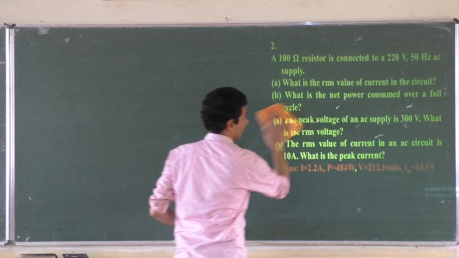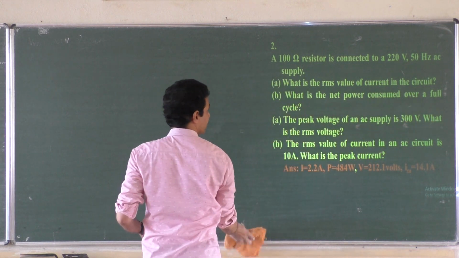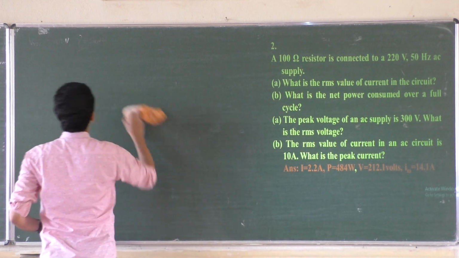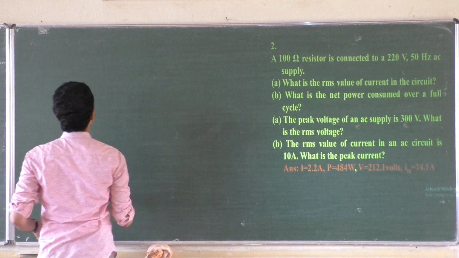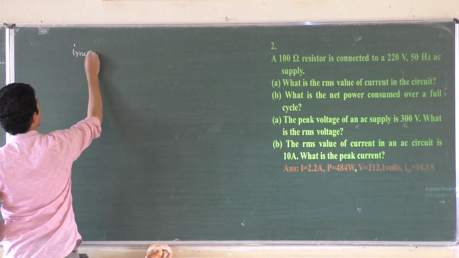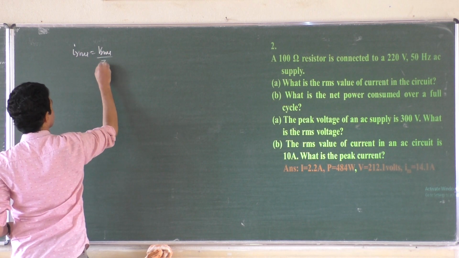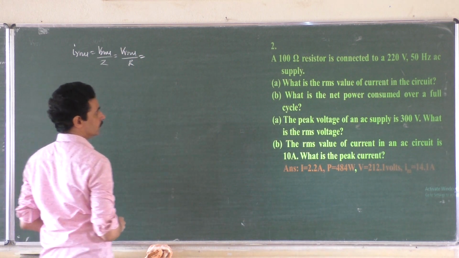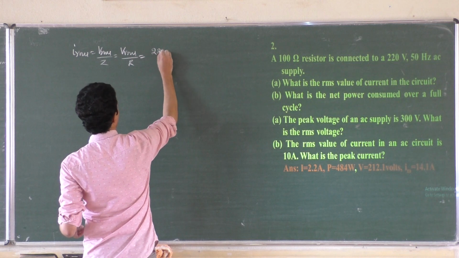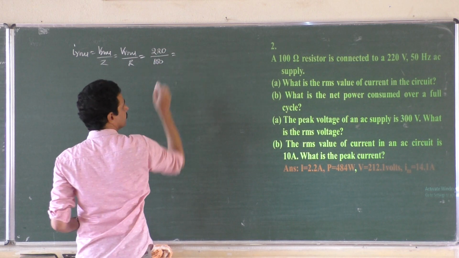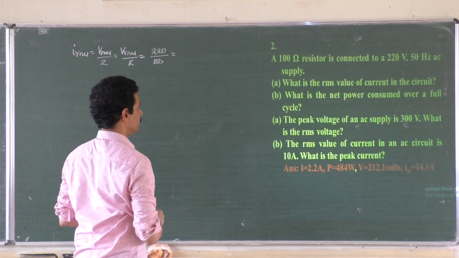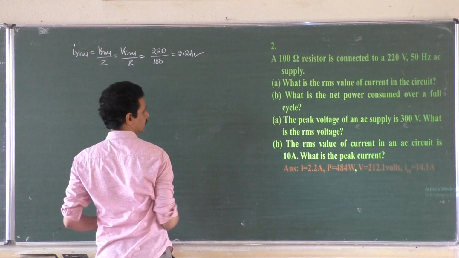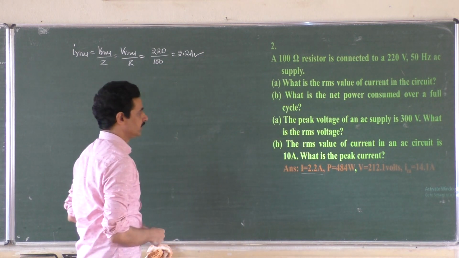Right. What is the RMS value of current in this? IRMS equal to VRMS by Z. You know it. Okay. But here we have only one component, that is resistor. So 220 divided by 100. Correct? So it is 2.2 ampere. This is over. If you can see that, it is 2.2 amperes.